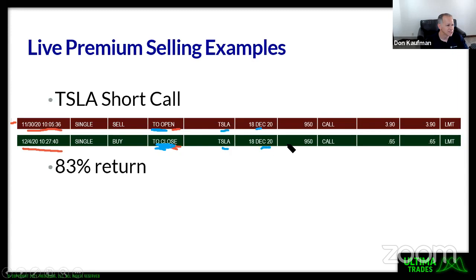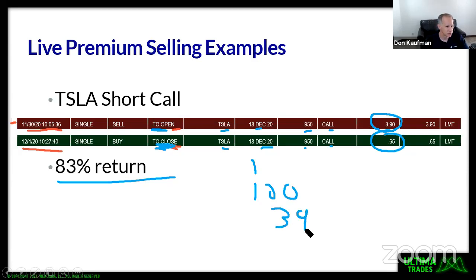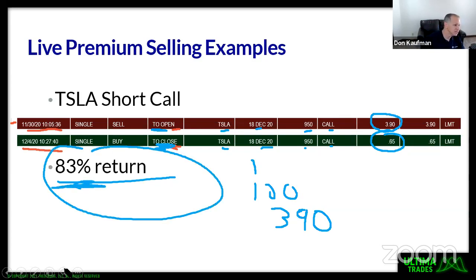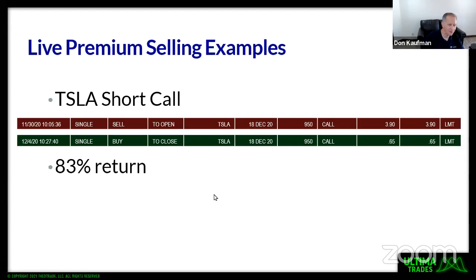It's Tesla. This is the option traded, the 950 call. This is the price that I sold it for. This is the price that I bought it back. It's an 83% return. You could do one contract. You could do 10 contracts. You could do 100 contracts. If you do one contract, this is $390 of a credit. You'd be buying it back for a 65-cent debit. Net, you make about $3.15. But what matters is obviously the returns. Are we okay with this?